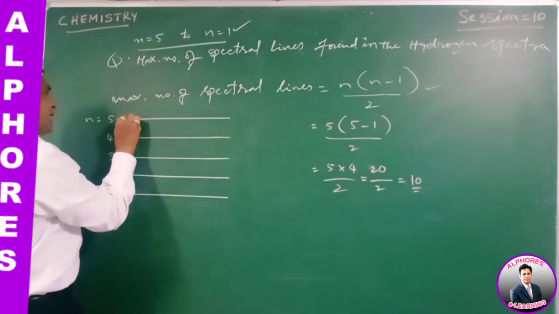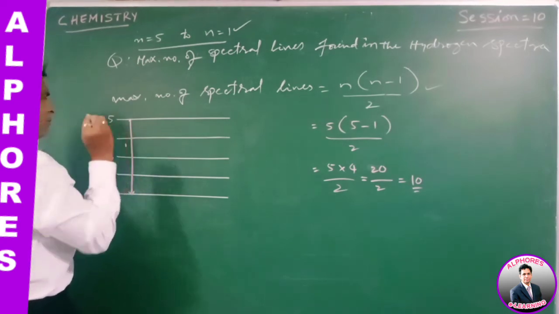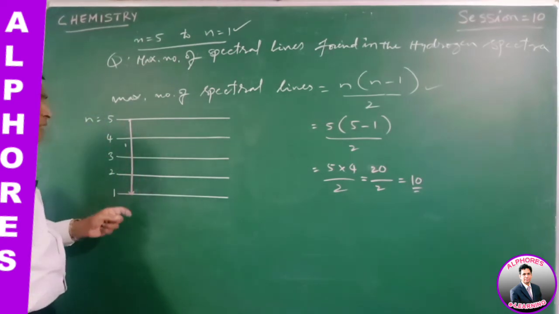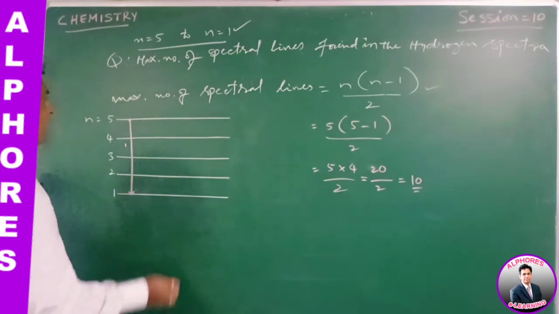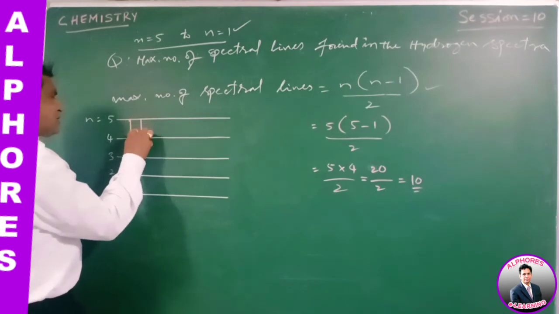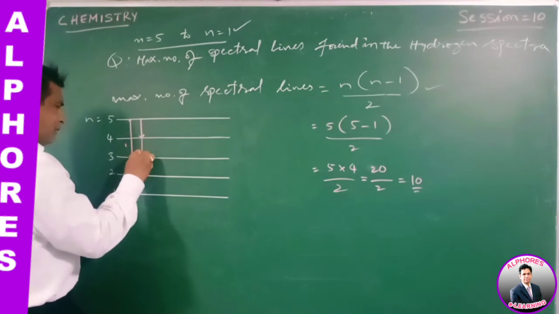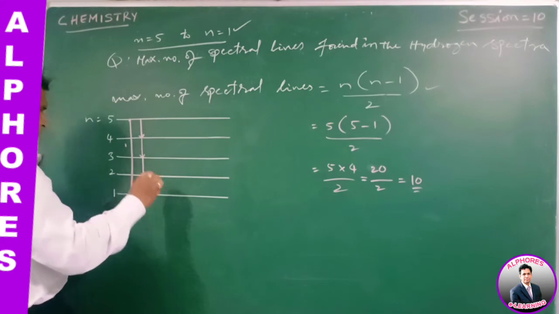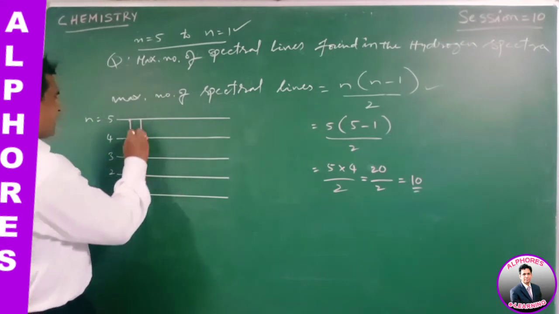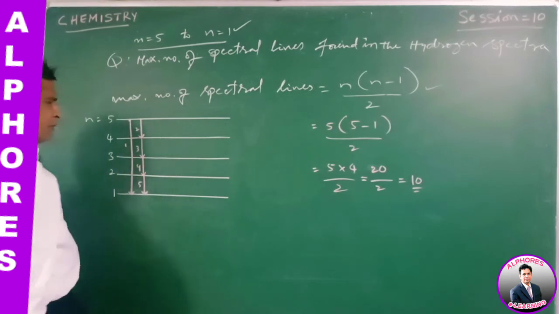During de-excitation, the electron may come directly to the 1st orbit. That is one spectral line; let us number it 1. If the same transition is repeated, we should not count it. The transition may also take place like this: 5 to 4, 4 to 3, 3 to 2, and 2 to 1. All these are new spectral lines, so it is 2, 3, 4, 5.